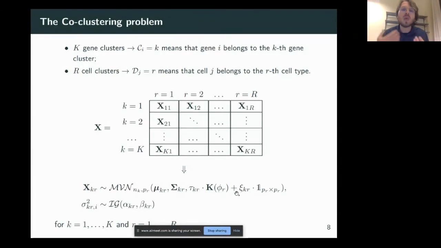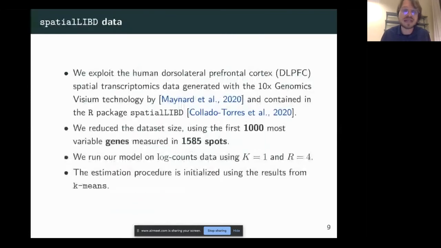So by doing so, we are allowing every block, which represents a cluster of genes, to have a kind of spatial expression in a certain type of cells. This kind of model can be estimated using an EM type algorithm. We are still working on the estimation algorithm, so now I will give you just some preliminary results.